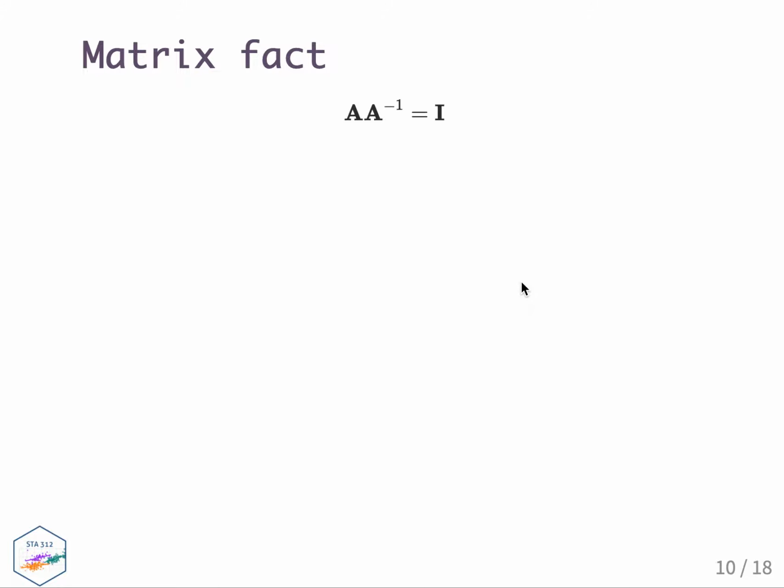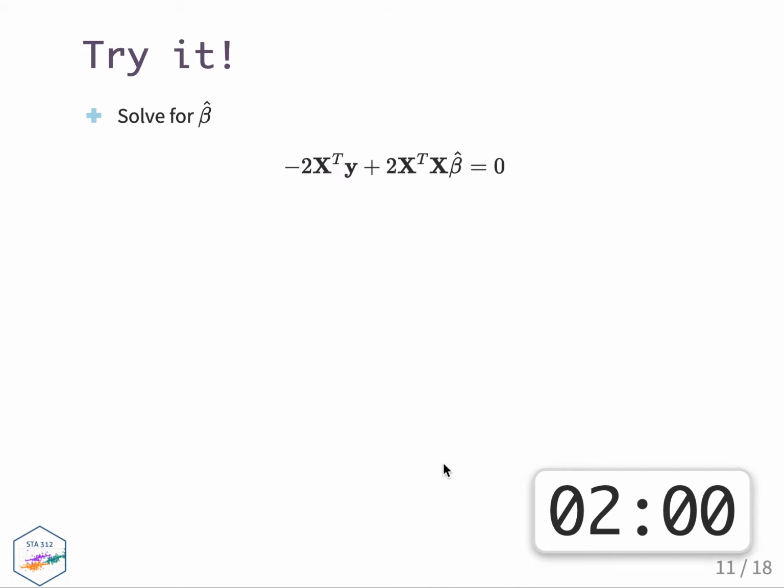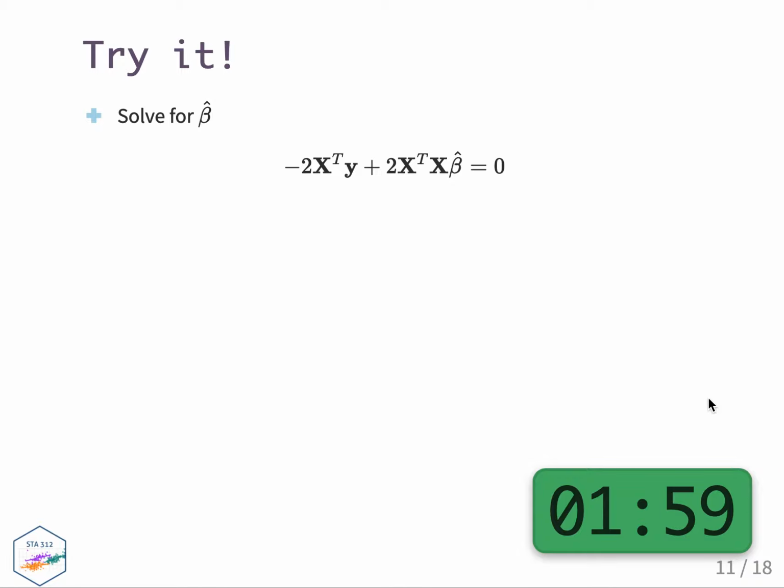Here's another matrix fact. A times A inverse equals I, where I is the identity matrix. So we're going to be using identity matrices a good amount in this class, but the identity matrix is basically a matrix where there are 1s on the diagonal and 0s everywhere else. And so this is kind of like the matrix form of multiplying by 1. So if you multiply A times the identity matrix, you just get back A. So any matrix multiplied by the identity matrix will just give you back the matrix itself. And so that fact you're going to be using in a second, but what I want you to do is rearrange this equation to solve for beta hat. Let me give you a couple minutes to do that.